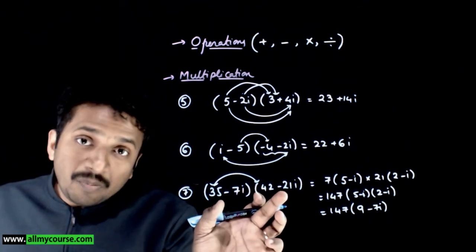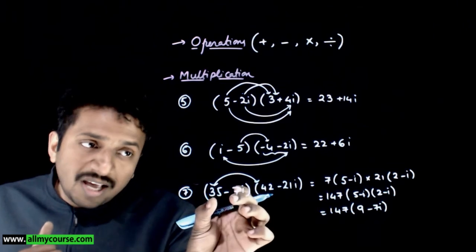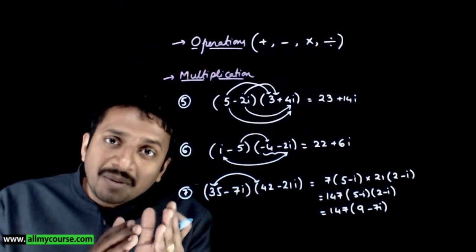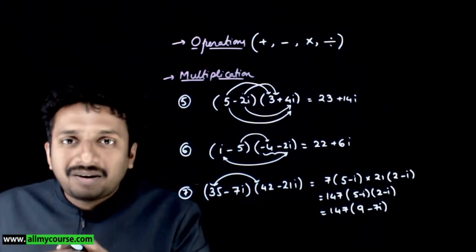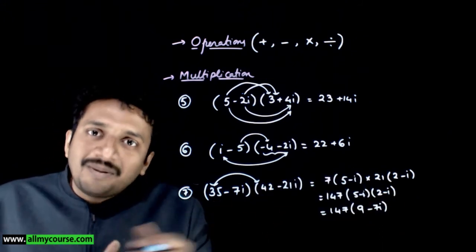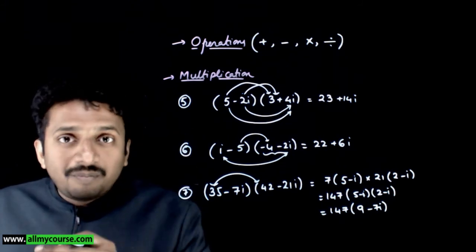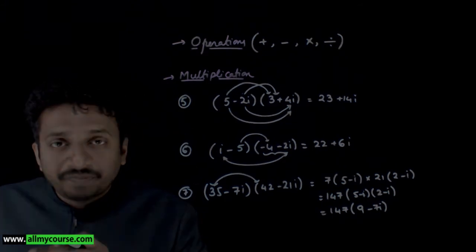So this is a very important technique, a very important simplification which you need to understand. If both the real part and the imaginary part have some number in common, you can take that number outside and then go for the small complex numbers and multiply them. So I hope you have understood the concept of multiplication of complex numbers.